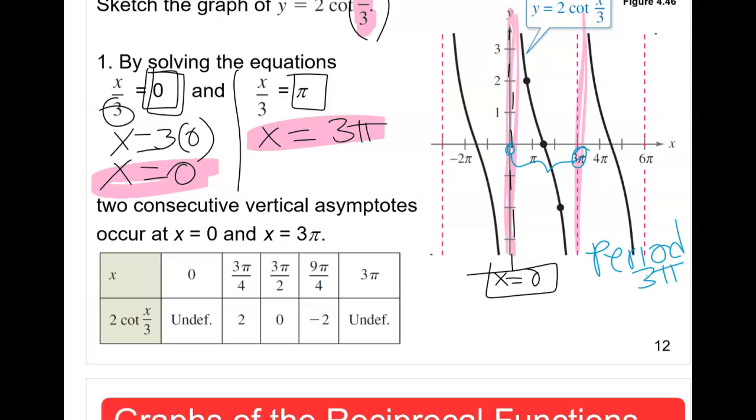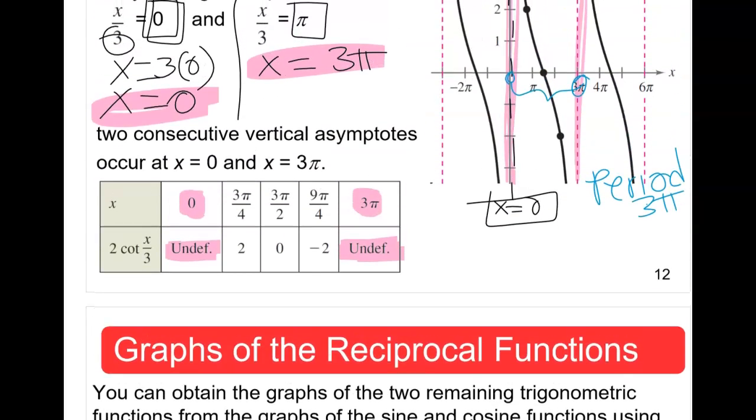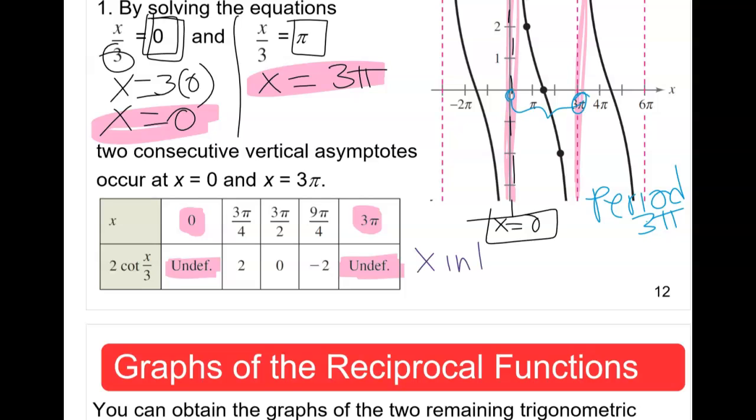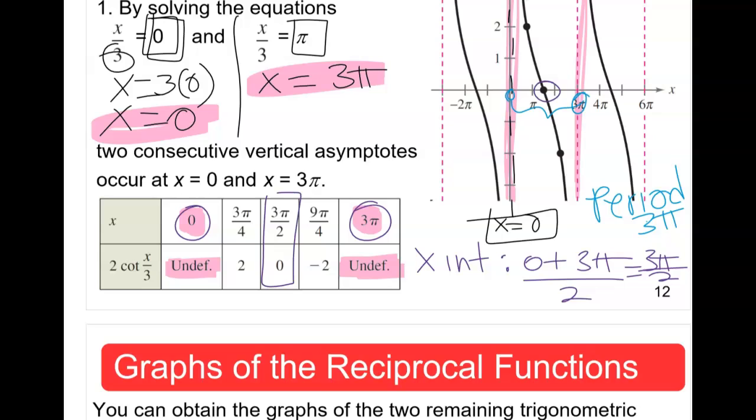So let's look at the table that we have here. We found the two asymptotes, and we know that they're asymptotes because the value is undefined at x equals 0 and at x equals 3 pi. So to find the x-intercept, we're going to calculate the midpoint between the two asymptotes. We're going to take 0 plus 3 pi and divide it by 2, and so that will be 3 pi over 2. And so that's how we get the x-intercept that you see right there. So at 3 pi over 2, if we were to substitute it into this x, it will be equal to 0, and so that will be an x-intercept.